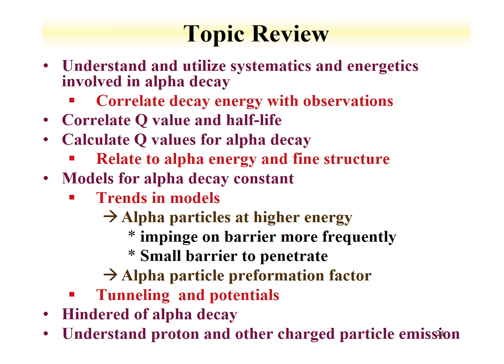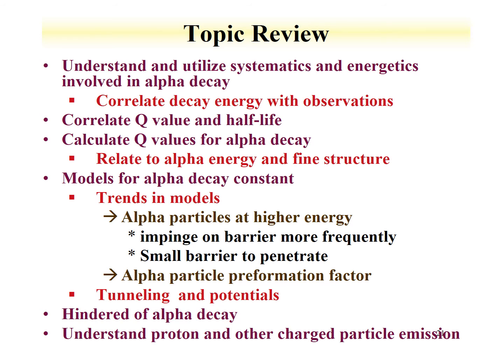And we also talked about the preformation factor, that an alpha particle may not always be sitting in the nucleus, that it needs to be formed in the nucleus and then impinge upon the barrier. So this can account for some of the differences that one sees between the model and the observations, particularly for non-even nuclei. We talked about tunneling and potentials. So it's an application of the tunneling phenomena where the particle, the alpha particle in this case, needs to overcome a barrier, and it overcomes that barrier not by going over it, but by tunneling through it.